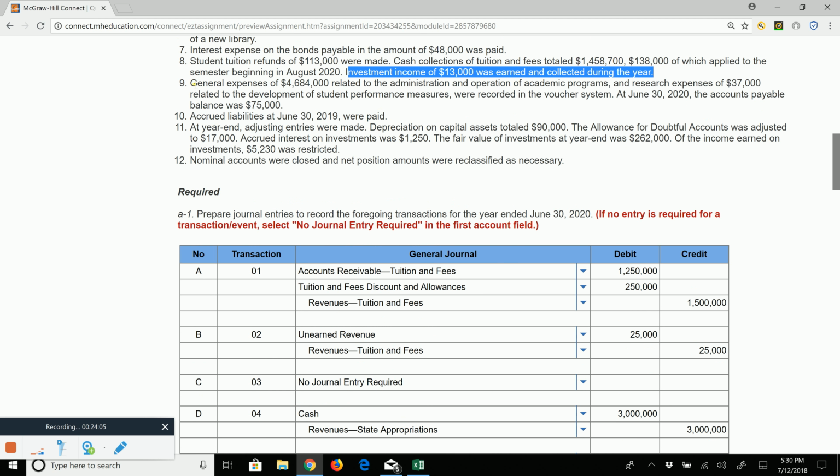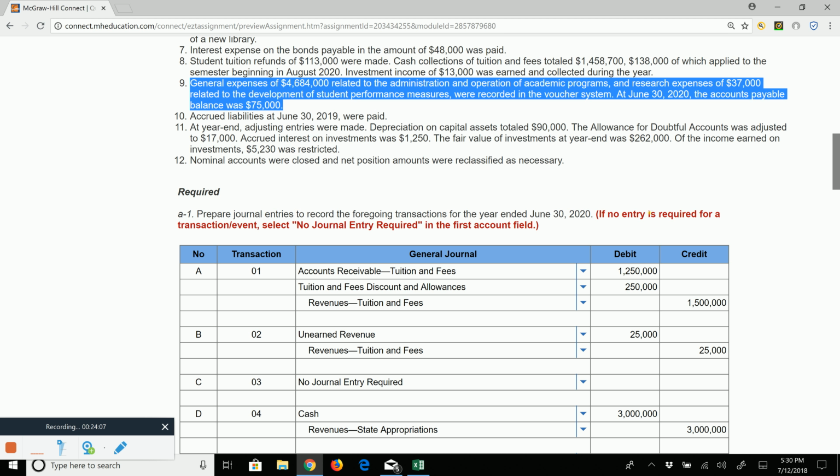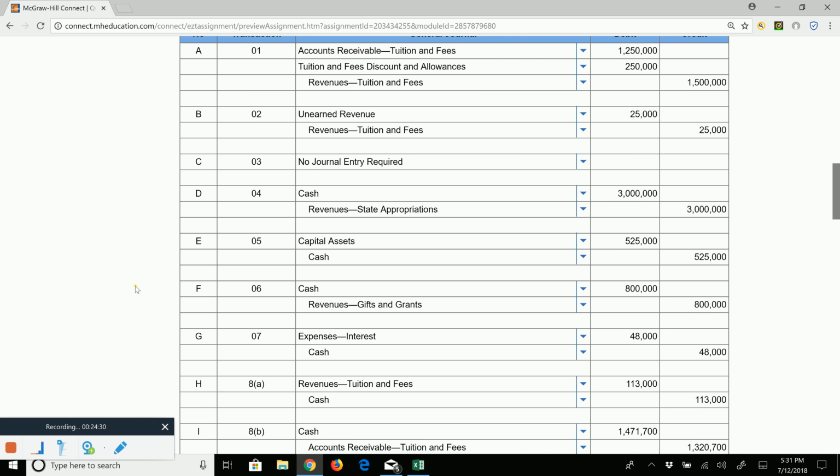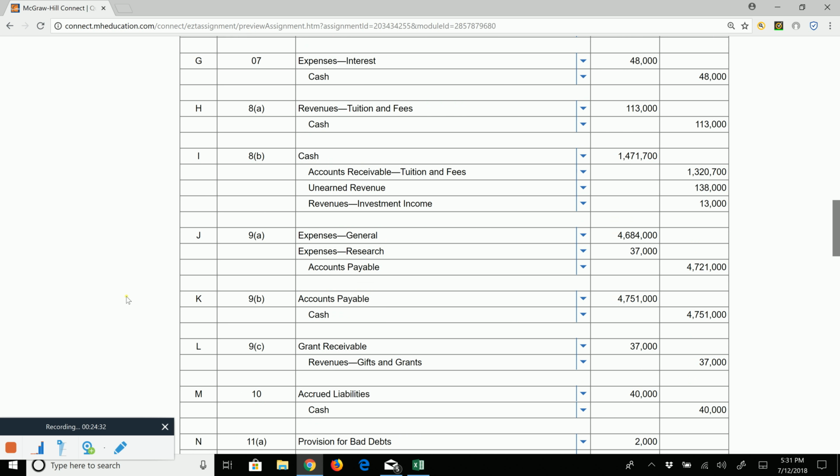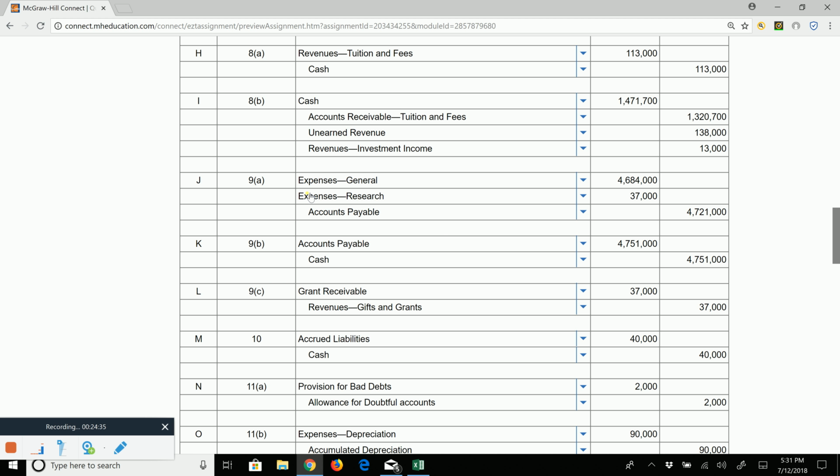All right, number 9, general expenses. And we're going to break out the general expenses. $4,684,000 is related to administration and operation of academic programs. $37,000 research related to the development of student performance measures. And at June 30, 2020, the accounts payable balance was $75,000. So basically what we're saying is here we've recorded some expenses, and we would do so by debiting the various expense accounts. All right, and we're going to credit accounts payable.